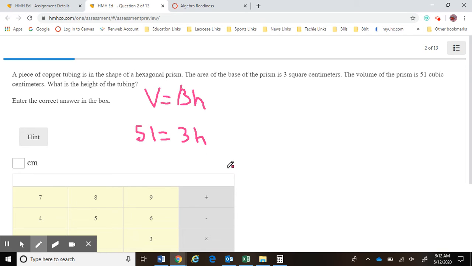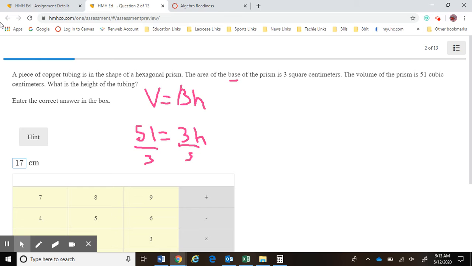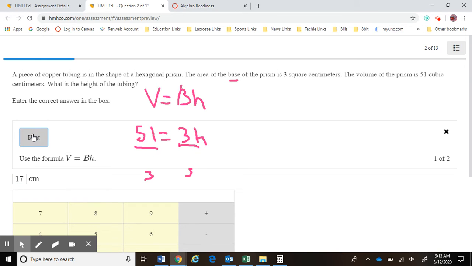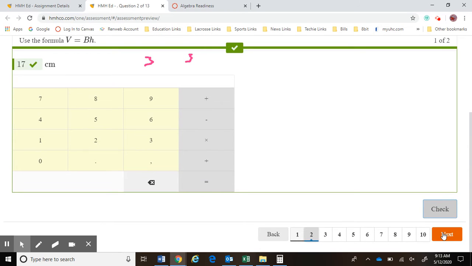So what do I need to do in this case? I'm solving for H. I replaced V with 51, I replaced B with 3, and then I'm trying to find H. So I'm going to simply divide both sides by 3. This is 51 divided by 3. And what do I get? 17. You're always welcome to look through the hints, use the formula, and then divide by the area of the base, which is what I just did. Check it. We're good. Moving on to the next one.